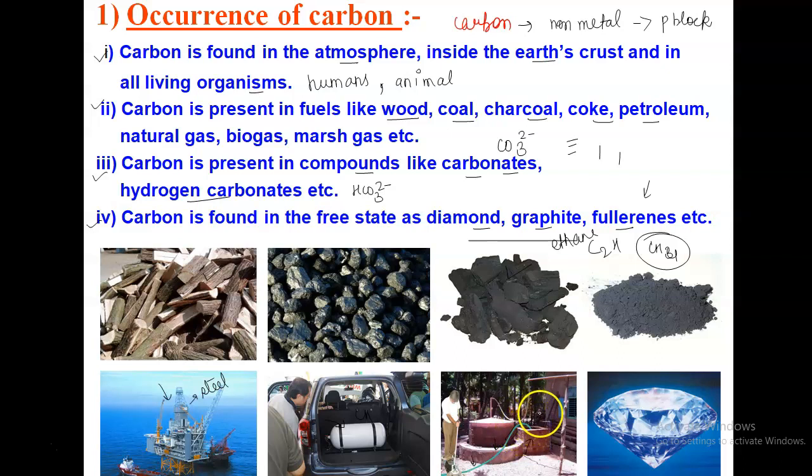Plastic is made from ethene. You will read this in class 11th in the polymer chapter as well. Diamond also contains carbon, and diamond is the best example of carbon. As you know, diamond is the hardest material found on earth.